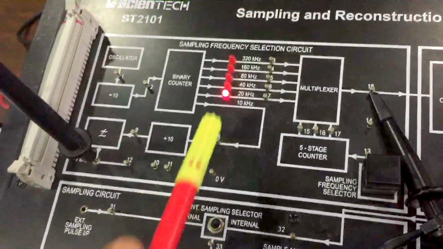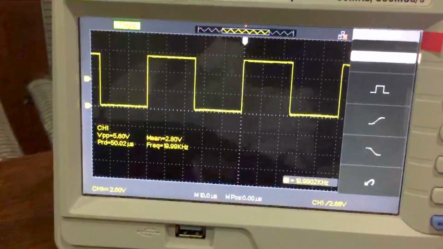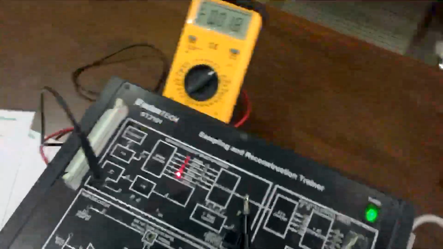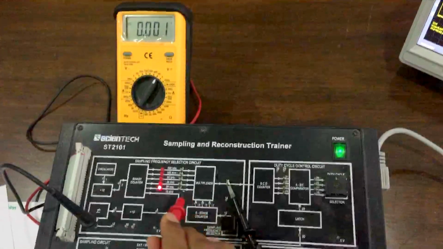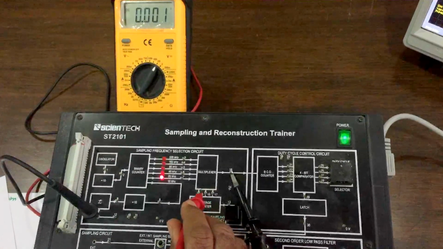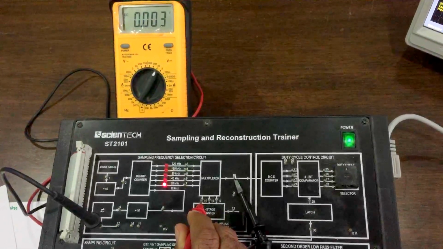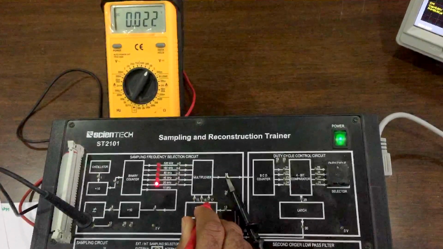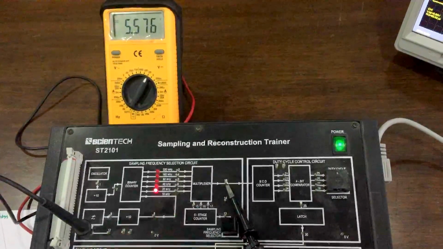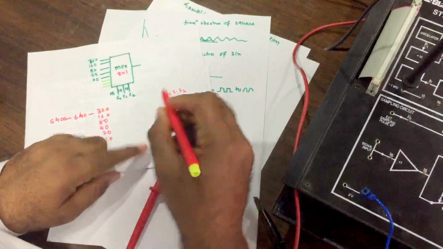So we have selected the option of 20 kilohertz, and we are interested to measure the position of the selector switch. I will use the multimeter on DC volt. We will consider 5 volt equivalent to 1 and 0 volt equivalent to 0. If you see these options, this one reflects 0, pin number 16 reflects 0, pin number 17 reflects 5 volt. So for 20 kilohertz, we are having option 0, 0, 1.